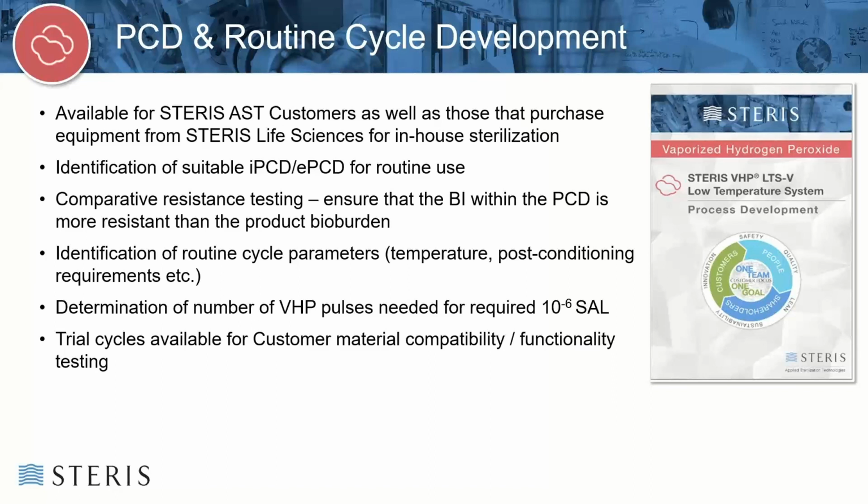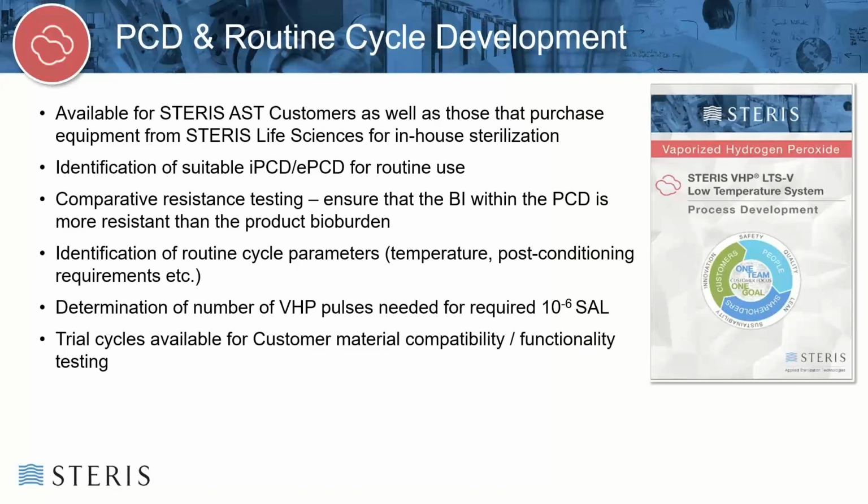And this is done using comparative resistance testing to ensure that the BI inside that PCD is going to be more resistant to the process than the natural product bioburden. We can also help to identify the routine cycle parameters that will work best for your product. So the most efficient temperature or the required post-conditioning for the end of a cycle, for example. As well as this, we can then determine the number of VHP pulses that are required to give your 10 to the minus 6 sterility assurance level using the same half-cycle method that I went through in the last slide.